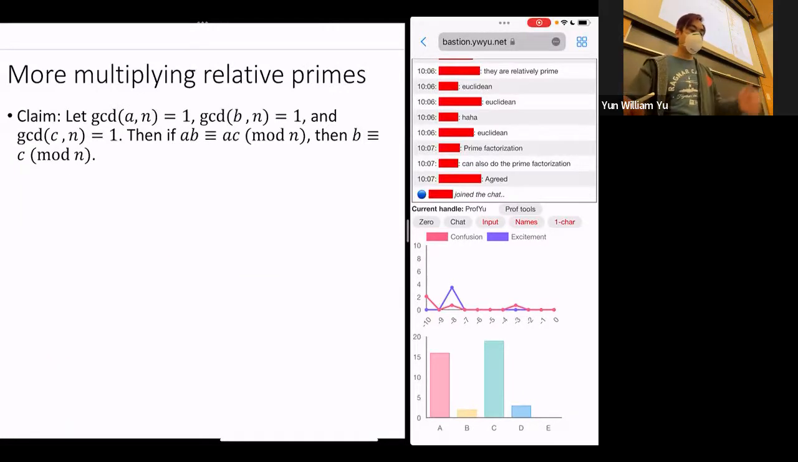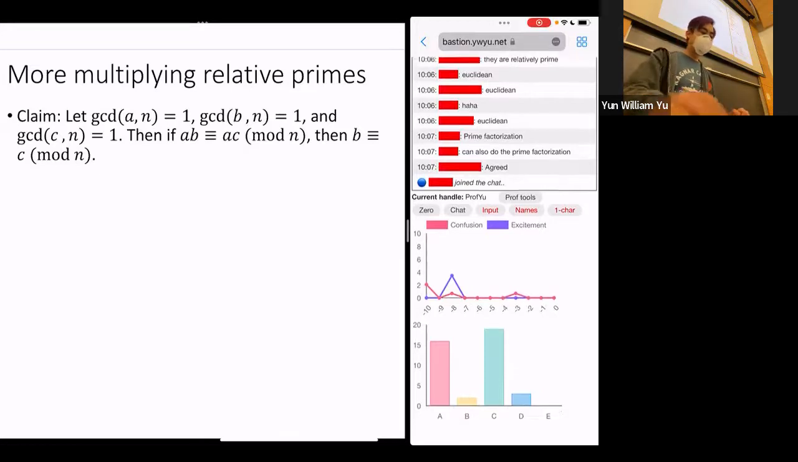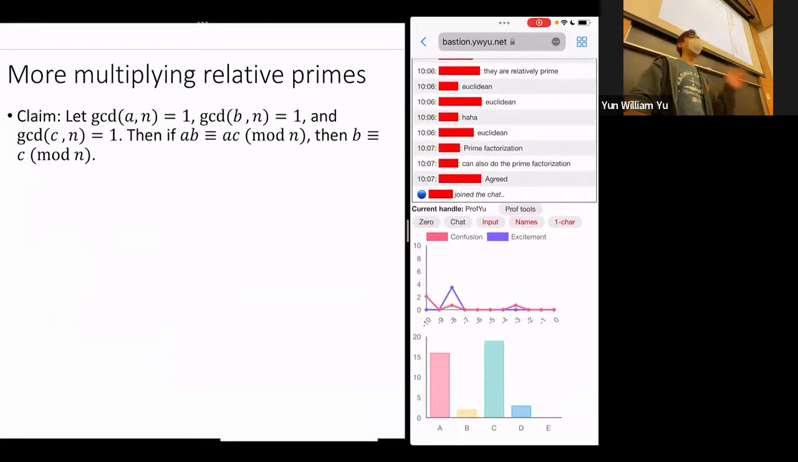And the last part of the proof is basically, if A and B are both relatively prime to N, and C is relatively prime to N, and you know that AB is congruent to AC, then you know that B is congruent to C. So does anyone want to tell me in chat why this is true? If AB is congruent to AC, why is B congruent to C mod N?